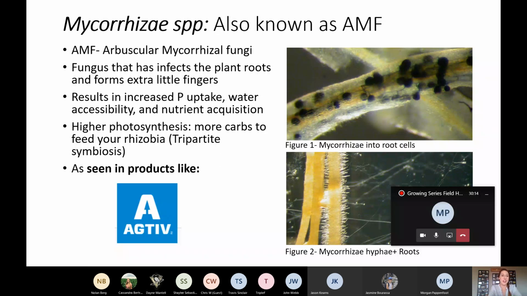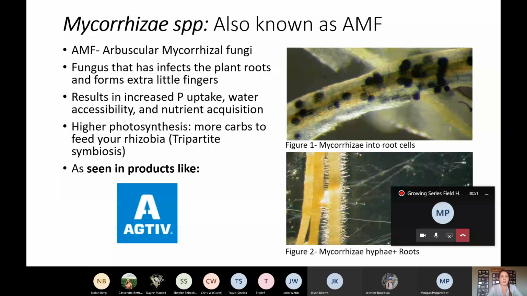Another thing that you could see in inoculants are mycorrhiza species, also known as AMF, if you've ever heard anybody talk about AMF. AMF stands for arbuscular mycorrhizal fungi, so it's just an abbreviated form of it. It's really well researched. We have this naturally occurring in our soils, but they're finding really nice benefits from adding it to the plant as well. Pretty much what this is, it's a fungus that infects the plant roots, and then it forms extra little fingers. As a result, you're going to see higher nutrient uptake, higher water accessibility.